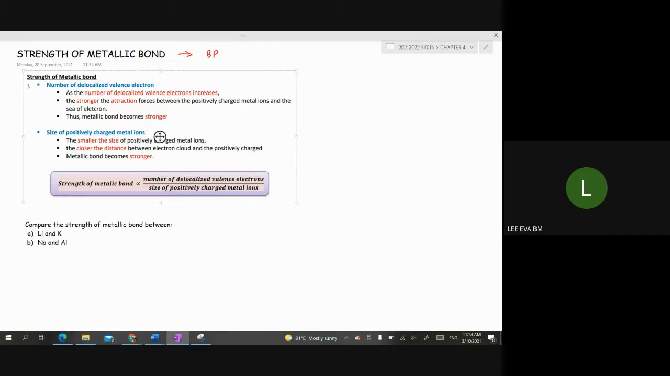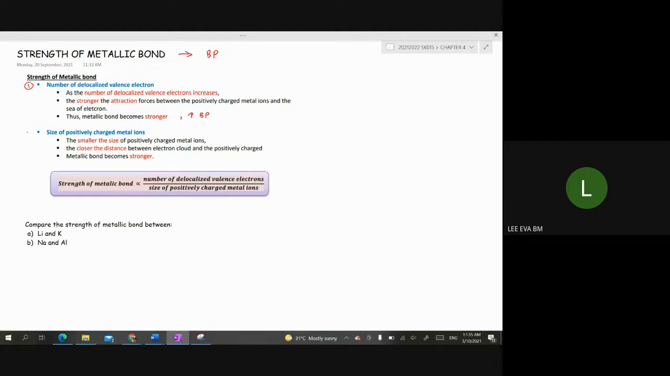So first of all, we look at the number of valence electrons. Here you can mention the number of delocalized electrons or the number of valence electrons; they are the same. As your number of delocalized valence electrons increases, the forces of attraction become stronger, which also means your metallic bond will become stronger. If you want to talk about boiling point, then we say the higher the boiling point. That is a synchronized explanation. So metallic bonds become stronger, the boiling point becomes higher.